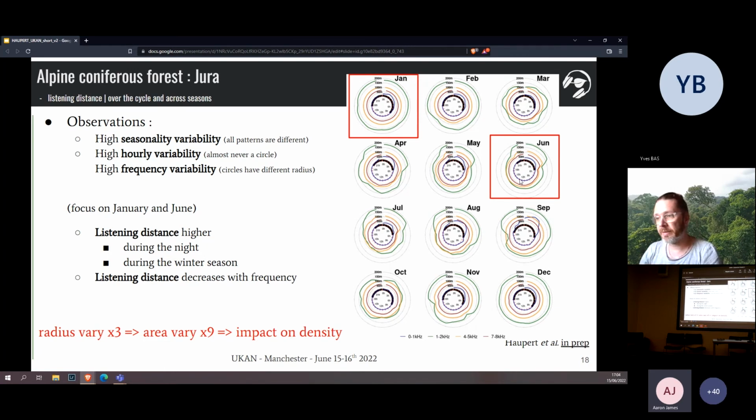And the listening distance is also much higher during the night, like here, than during the day, when there is no anthropophony and very little biophony. This is during the night. And all in all, the radius of our listening distance can vary up to a factor of 3 in this case, which means that the area could vary by a factor of 9, which has a significant impact on the density.